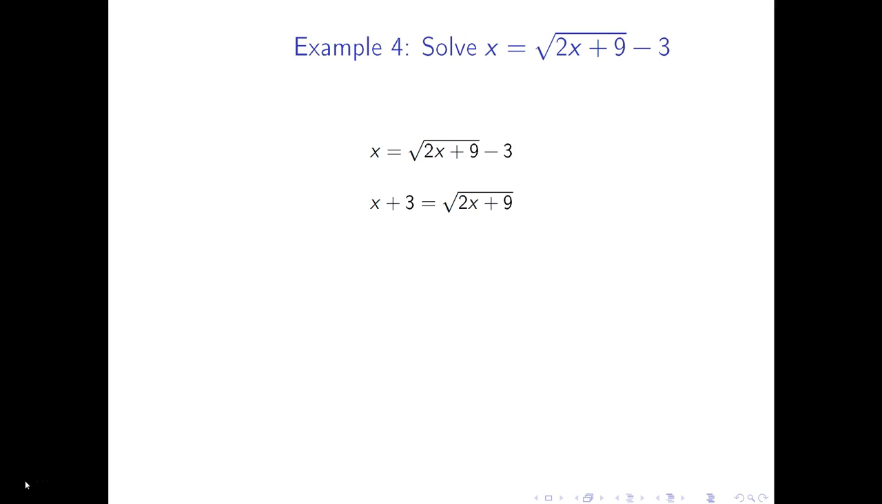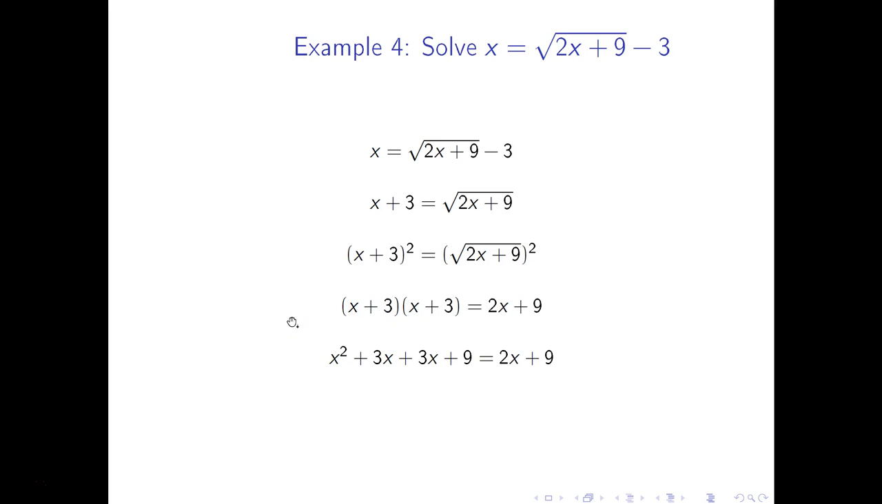As you did that, hopefully the first thing you remember is that x plus 3 squared is x plus 3 times x plus 3. And also when I square a square root, I just get the number underneath it, so 2x plus 9. That's really nice. Okay, now we're going to multiply this out. So I have x plus 3 and x plus 3, and you can multiply it and you end up with x squared plus 6x plus 9 equals 2x plus 9.